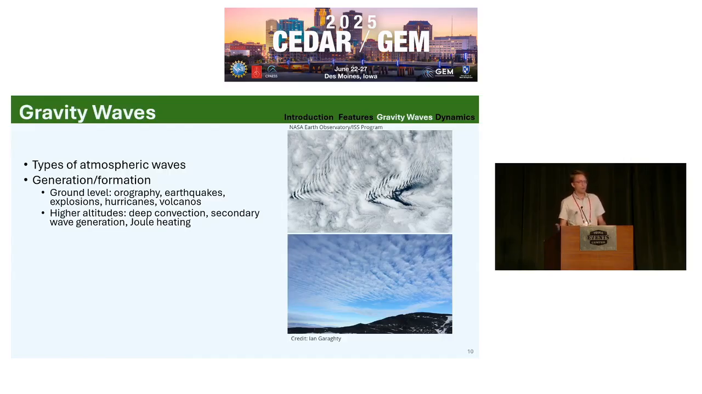For example, flow over orography like mountains or continental shelves will generate gravity waves. Things like earthquakes, explosions, hurricanes and volcanoes will also generate gravity waves. They can also be generated at higher altitudes by things like deep convection, or even Joule heating by the aurora may cause gravity waves.